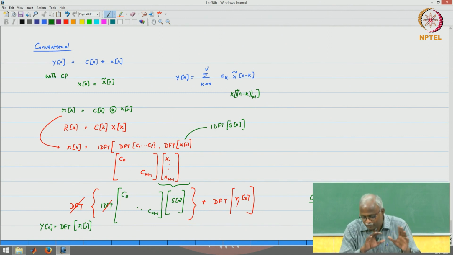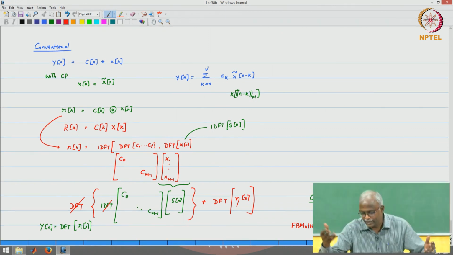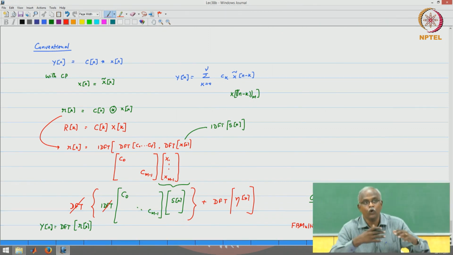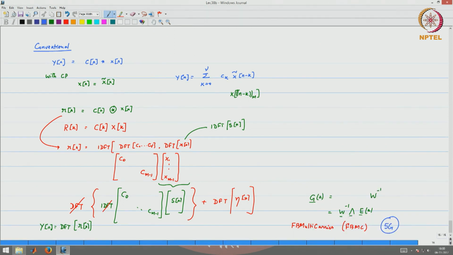But actually, when you have that perspective, this is what we now in the 5G system call filter bank multi-carrier, FBMC. It is no longer just OFDM. OFDM is just one variant of a filter bank multi-carrier, but then you can design a whole family of filters, which is what FBMC refers to, and this is one of the key topics being discussed in the context of 5G.